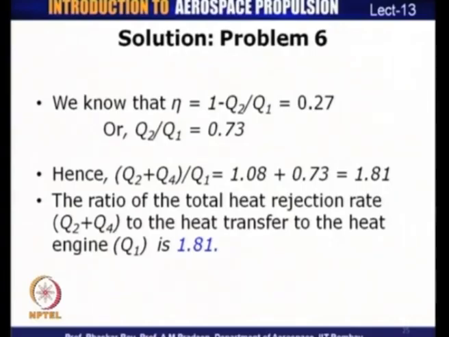So, the problem that we have solved right now is a combination of two cyclic devices. One of them is a heat pump and the other is a heat engine. The heat engine is driving the heat pump, and there is a certain efficiency given for the heat engine and a COP given for the heat pump. So, based on these parameters, it is possible for us to find out the different rates of heat rejection from the heat engine and heat pump separately as compared to the heat input to these systems.